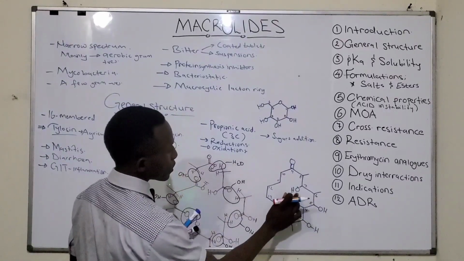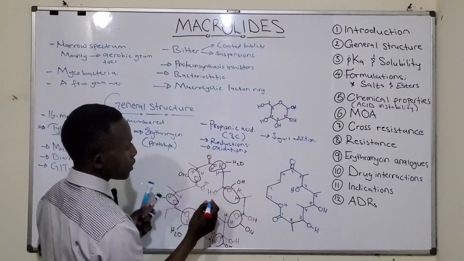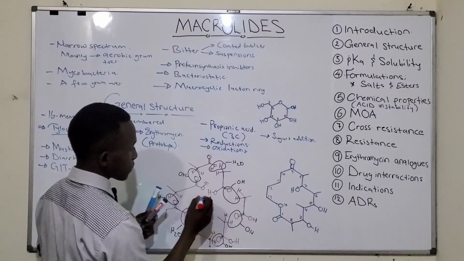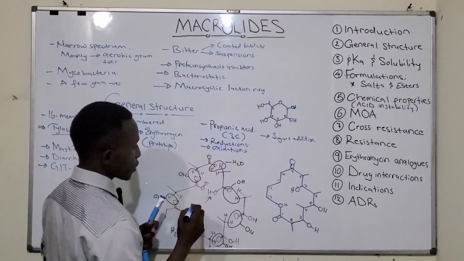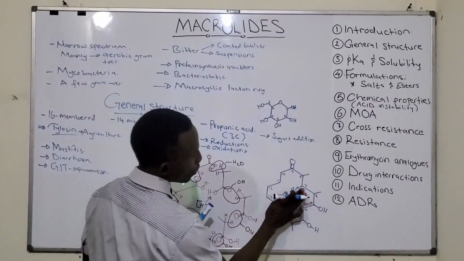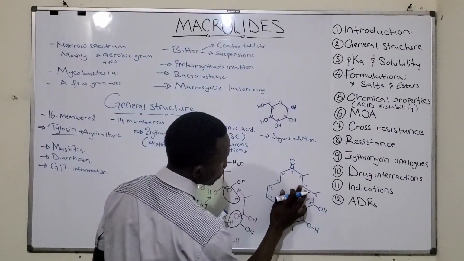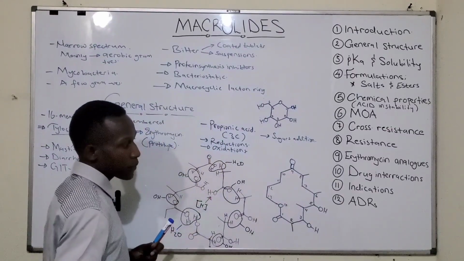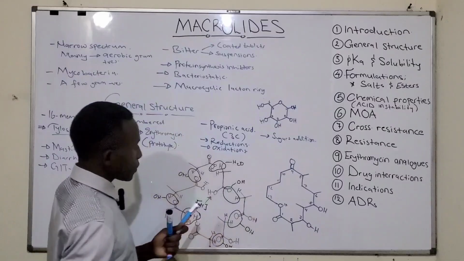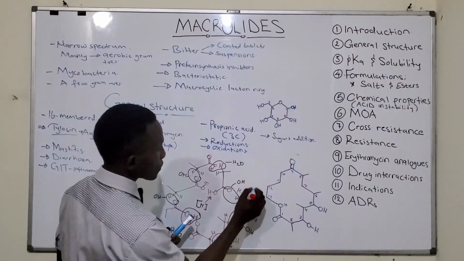At position 7, there is reduction. So in erythromycin, this position 7, there is reduction. So this OH group is no longer there. We have hydrogen atoms, so it won't be there. Also, there is oxidation at position 6 here.